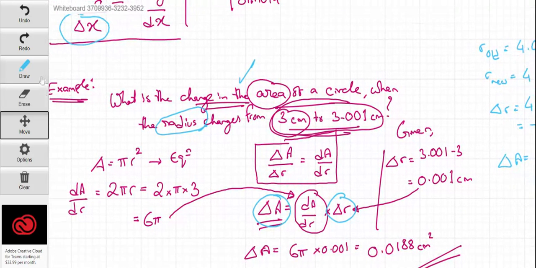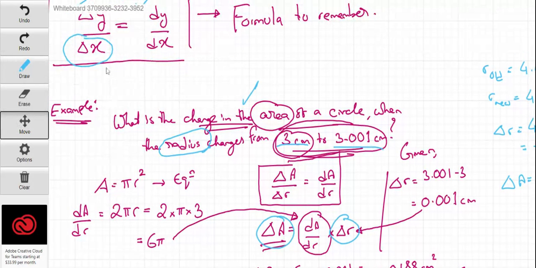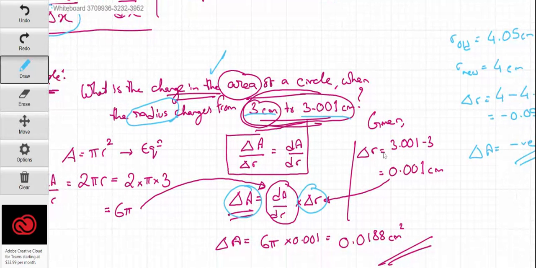Now let's see what is given to us. We have an old radius given to us, we have a new radius given to us. That way we can find that there's a change in the radius. So in this problem, the change in x, the triangle x, is essentially our triangle r. So the first thing you want to do is figure out what is being changed. The radius is changing, and it changed from 3 to 3.001. So how do we find the change? It's always the new value minus the old value. So that gives me the change in the radius.